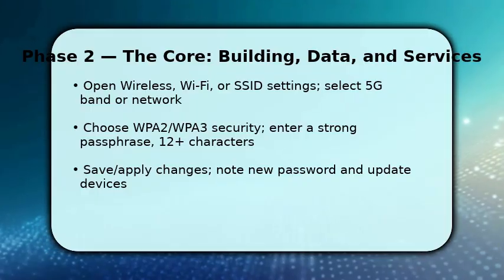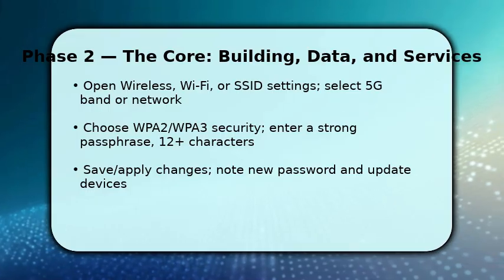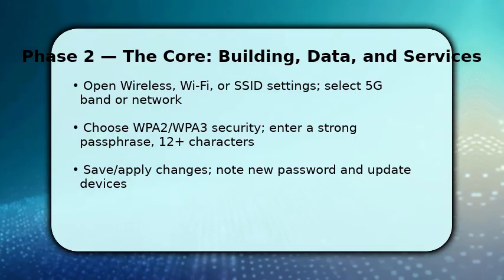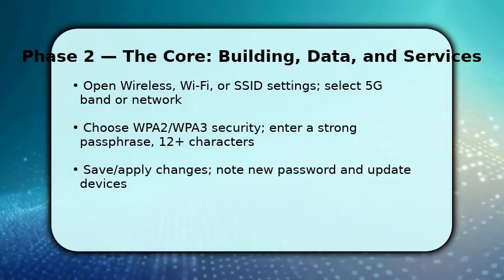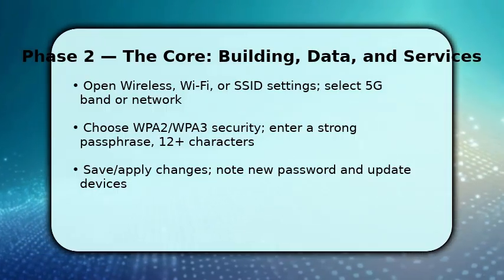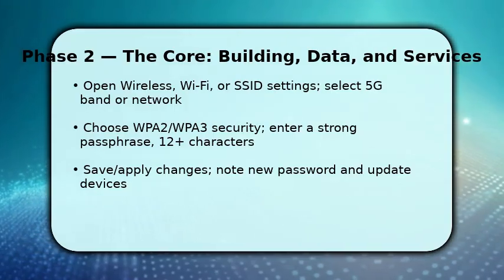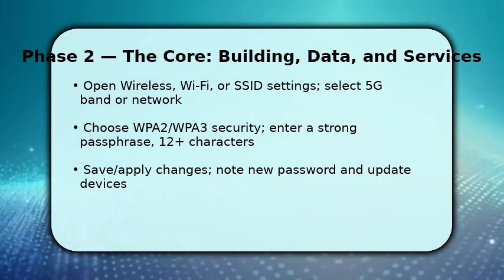Once in the Wi-Fi settings, pick the 5G band or the SSID you want to change. Routers often show 4G and 5G separately. For security, select WPA2 or WPA3. This prevents easy hijacking. Enter a strong passphrase, 12 characters or more, mixing letters, numbers, and symbols, and avoid common words. After you type the new password, hit save or apply.